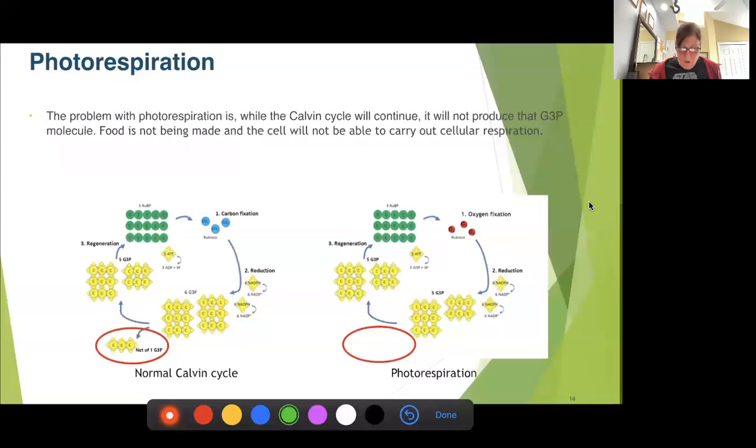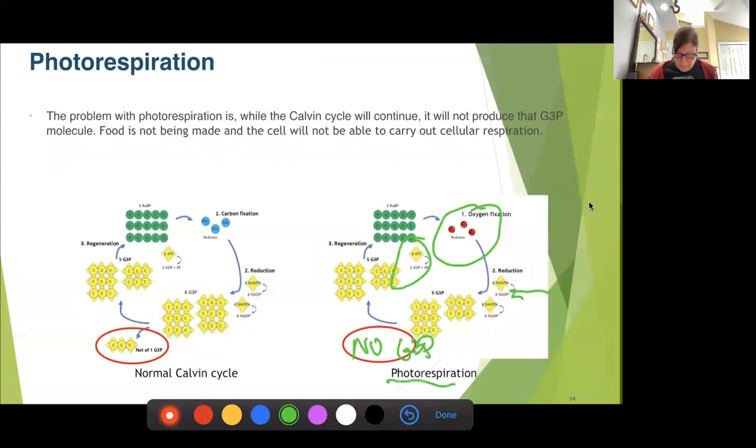So what happens here, we call that photorespiration. So when we bind to oxygen, what happens is we still use the NADPH, and we still use the ATP from the light reaction, but we do not produce any, notice, no sugar, no G3P. So we're using all those energy molecules from the light reaction, but we're not producing any food. So it's counterproductive.